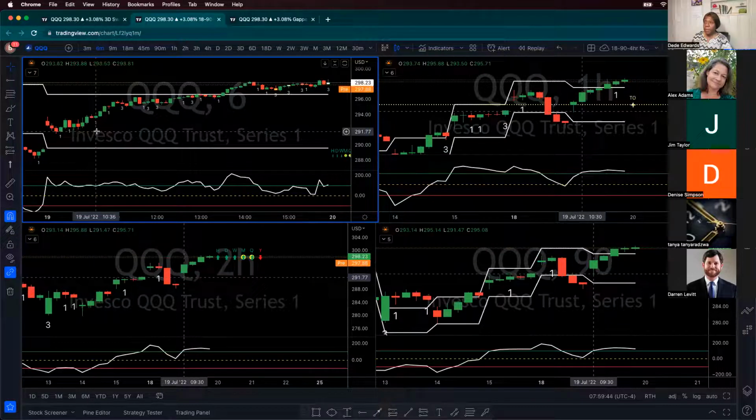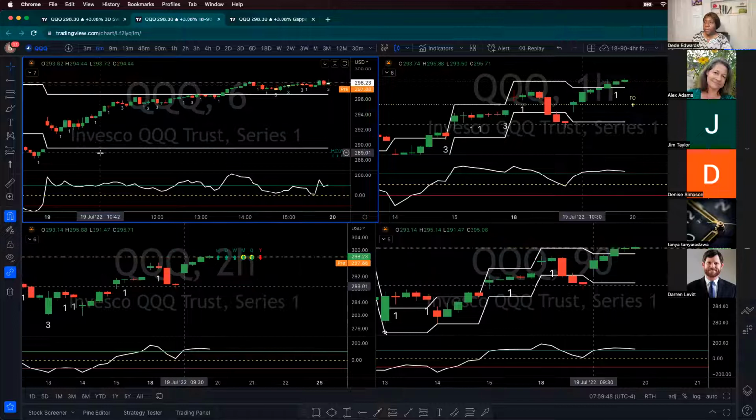You get your inside bar. Trade those inside bars on those shorter time frames, guys. Here's your entry right here. CCI climbs back up.